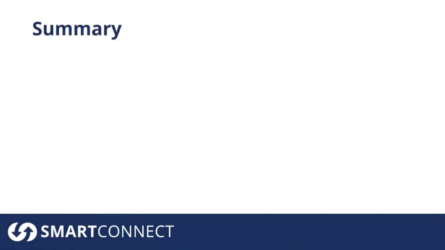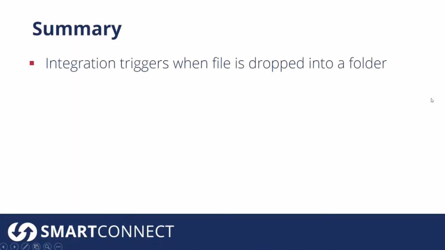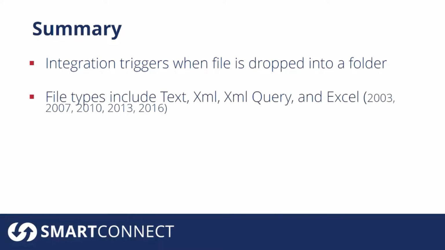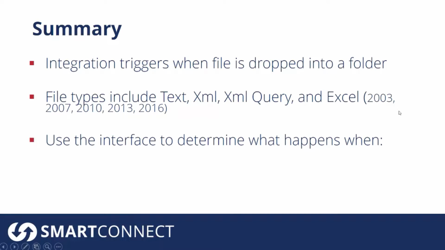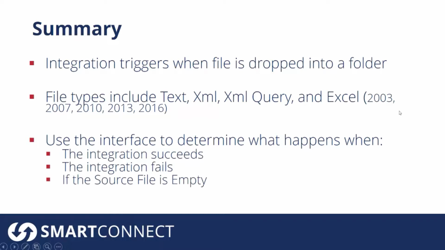To summarize what we looked at here today, we saw how you can leverage a folder as a data source. So when that file is dropped into that folder, you can trigger that integration to run real time. You can also have a schedule on which that integration runs. We saw how you can work with different types of files. So the file that's dropped into that folder could be a text file, it could be an XML document, it could be an XML query, or potentially an Excel file. SmartConnect works with a number of different versions for that. And then when that integration succeeds or if it fails, then you specify where you want to put that file, as well as if there's no data in that source file, what you want to happen.